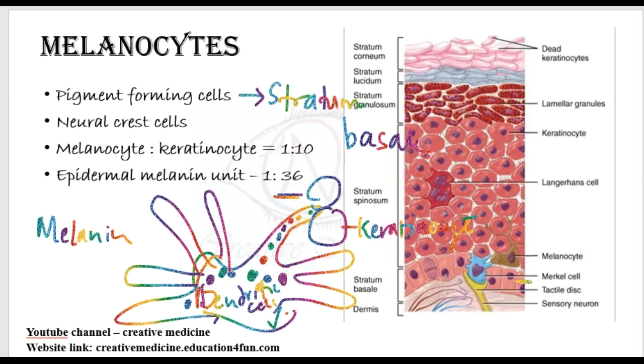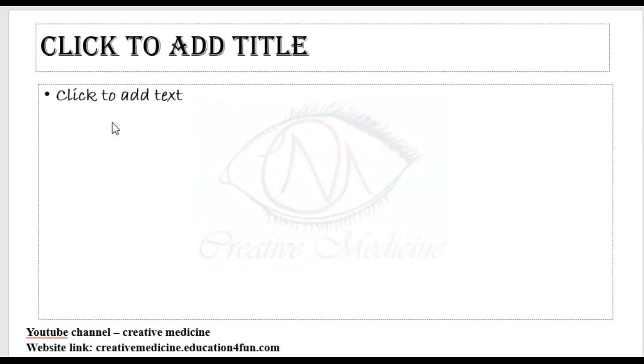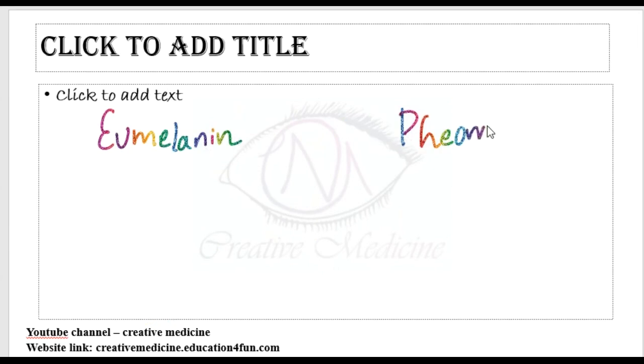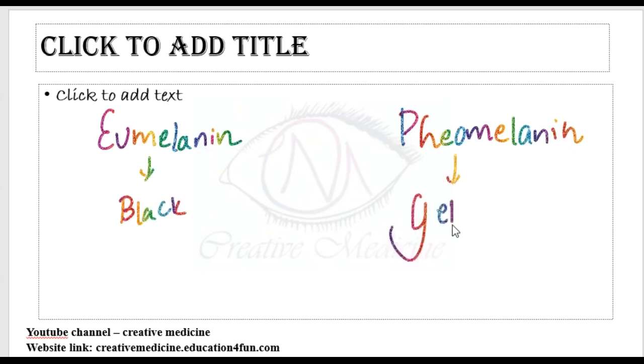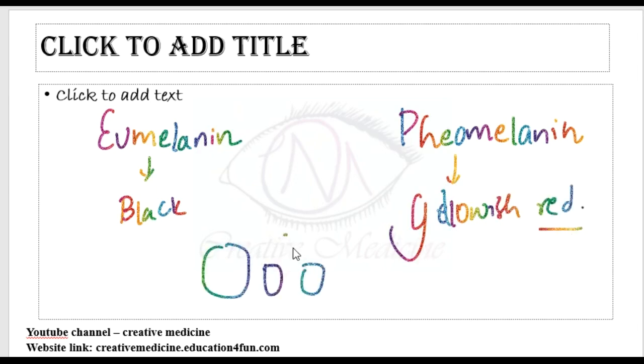Changes in skin color. The main changes of skin color are due to melanosomes or melanin. Melanin can be of two types. One, we have eumelanin, which is blackish brown in color. Second, pheomelanin, which is yellowish red in color. Melanosomes have different size, distribution and number.